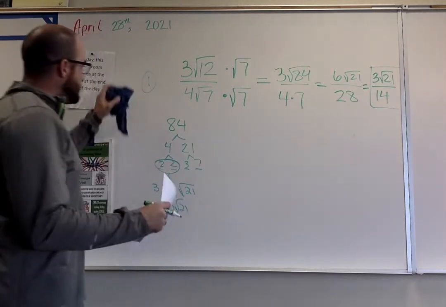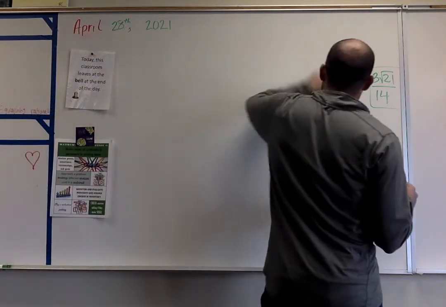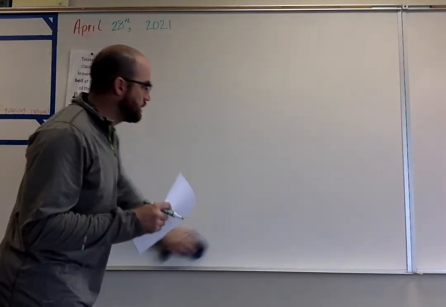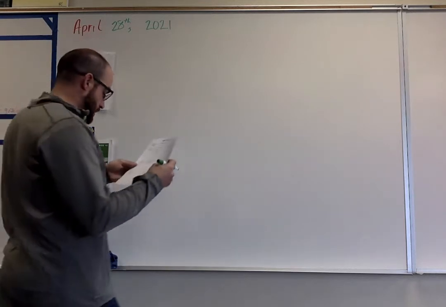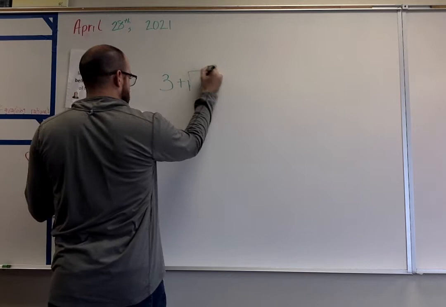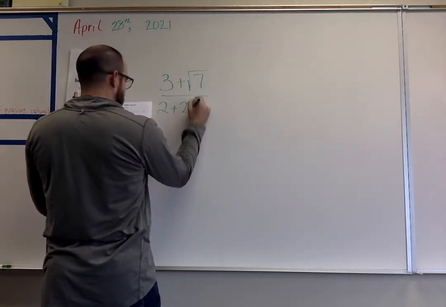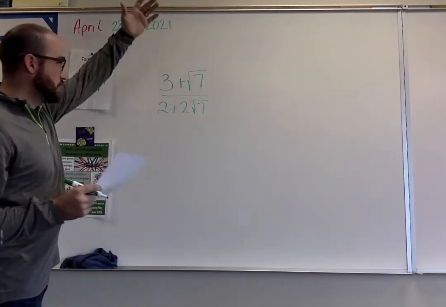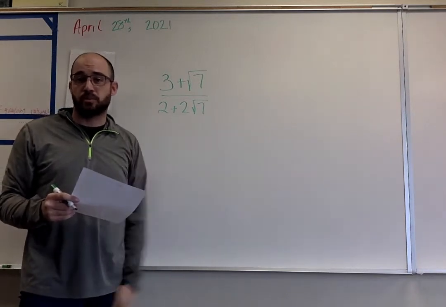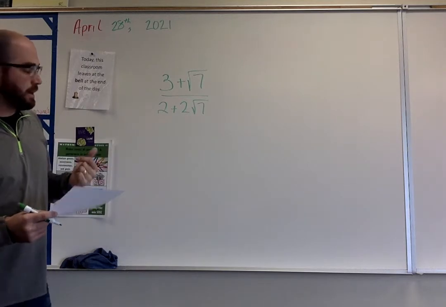Our second problem that has a binomial in the denominator will be a little different. Instead of multiplying just by the radical, you are going to multiply by what's called the conjugate. So if I have a problem that looks like this, it'd be like 3 plus square root of 7 all over 2 plus 2 square root of 7. Occasionally you'll just have a single number on top. You'll just distribute that number times what we're multiplying over here on the right side, but I wanted to give you one that has binomials on top and bottom.